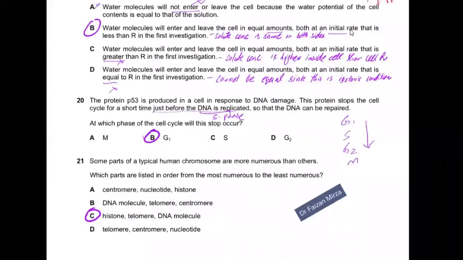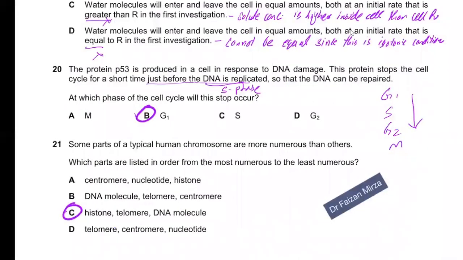The last question for this video: the protein P53 is produced in the cell in response to DNA damage. The protein stops the cell cycle a short time just before DNA is replicated, so the DNA can be repaired. At which phase of the cell cycle will this stop occur? We know that DNA is replicated in S phase. In the cell cycle, we have G1 in the interphase. These are all interphase: G1, S, and G2. We know that DNA replication occurs in the S phase. So what will be happening just before S phase? That's G1. So that will be our answer.